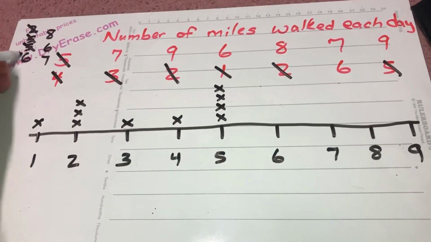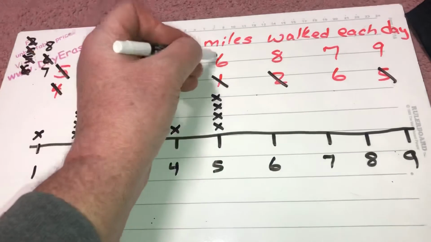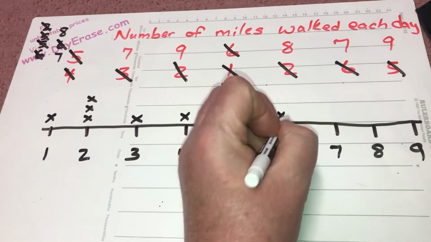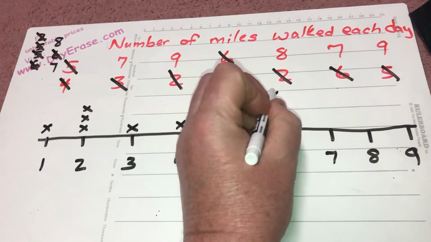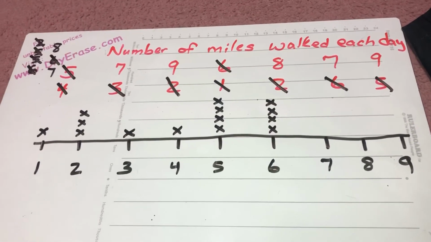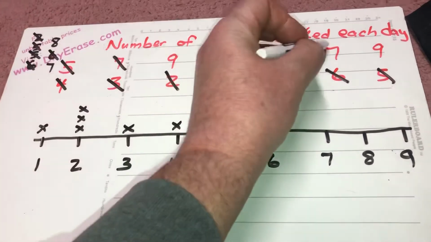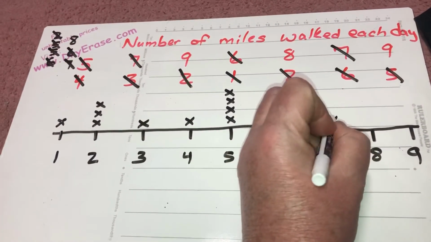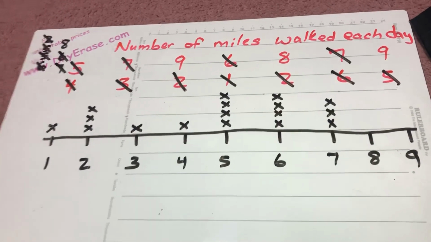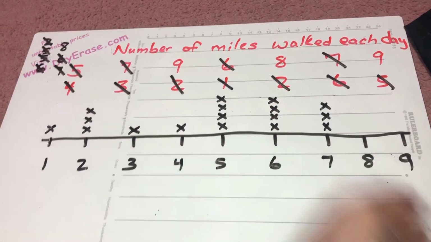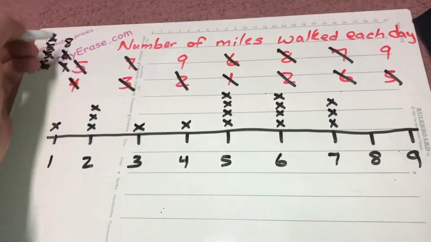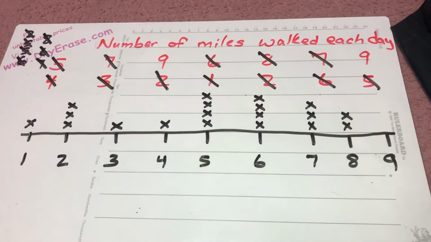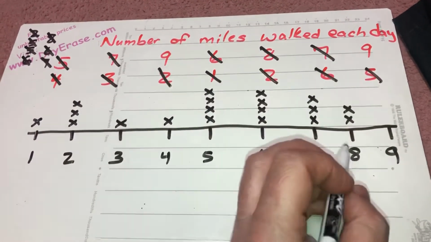6's. I've got a 6 here, a 6 here. That's 2. That's 3. That's 4. So 4 6's. 7's. I got 1 7 here, 1 7 here, and a 7 here. That makes 3. Number 8. Got 1 8 there, 1 8 there. That makes 2. And then how many 9's do I have? 1, 2. Looks like 2 9's.